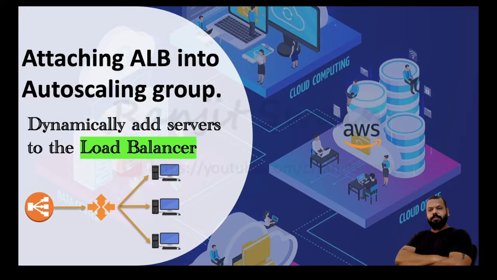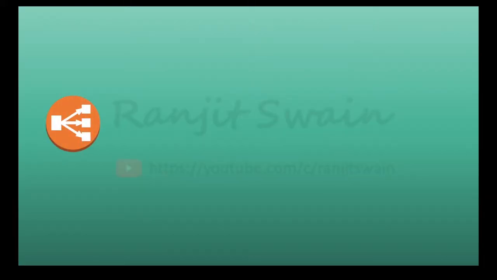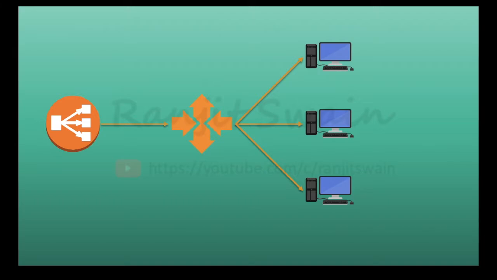Hello guys, welcome back. Having a load balancer set up for your application, you may need to dynamically add or remove servers to it based on whether the demand increases or decreases. In this video, I'll show you how to set up an ALB and create an auto-scaling group and then add the ALB into it. The servers can dynamically be added into the ALB target group. So let's start creating a load balancer first.